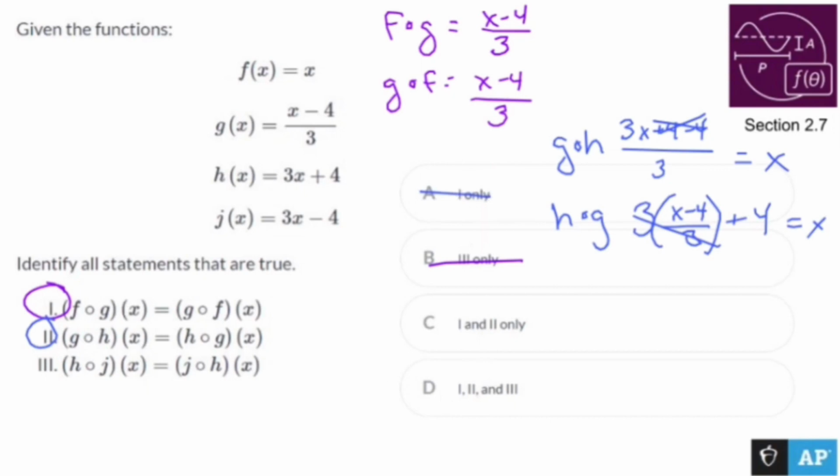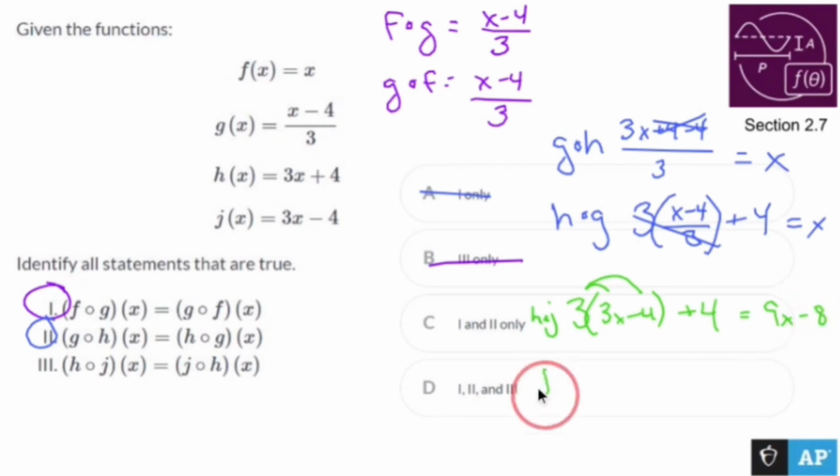H of j has me start out with h, substitute j for every x. This is h of j. So you get 9x minus 12 plus 4, which is 9x minus 8.